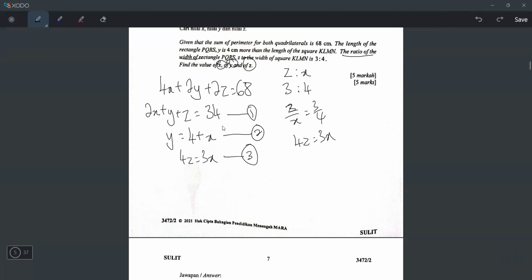You can use penggantian substitution, or you can also use penghapusan elimination. But for me, I think I will use, okay, let's see. This one has x, y, z, this one has x and y, this one has x and z. I will put equation 2 aside first, because equation 2 has two unknowns, x and y. So I take equation 1 and equation 3, and then I try to hilangkan z.